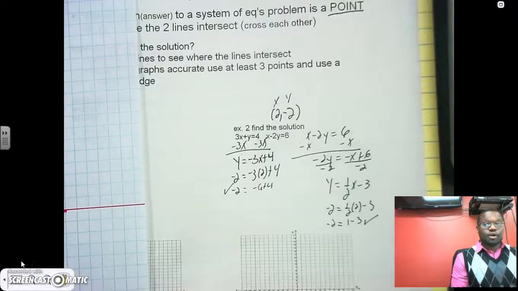Sometimes they will give you a point and they'll say, is this point a solution? And the way you check that, you don't have to graph. All you have to do is substitute it into both equations to see if you get a true statement. If one of them is off, then it's not a solution. It has to work for both equations. All right.